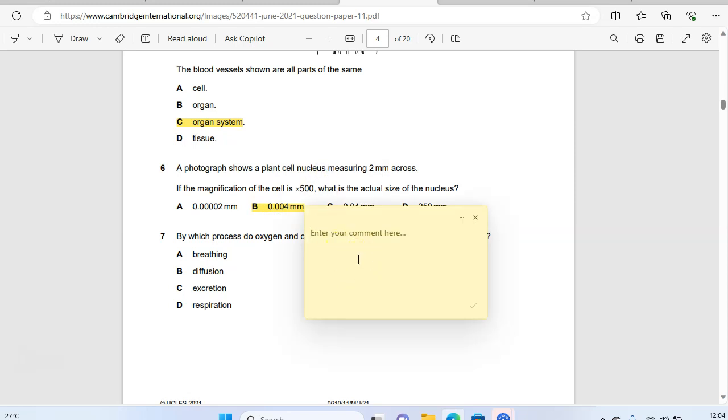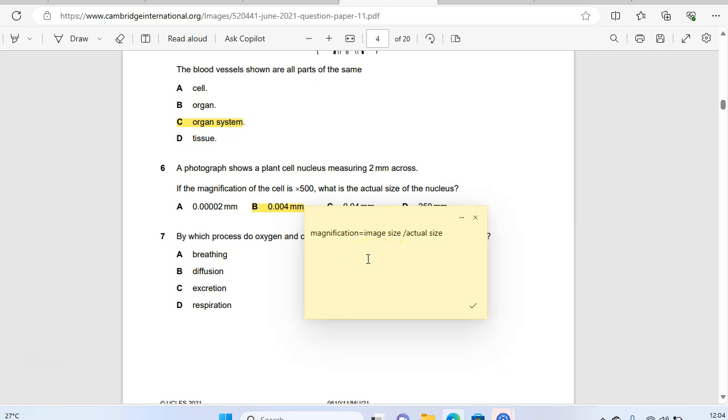So the formula of magnification is magnification equal to image size divided by actual size. You can see here in the photograph, the diagram is the image size, which is 2 millimeter. So your answer should be in millimeter as well. What you're going to do is find out the actual size.